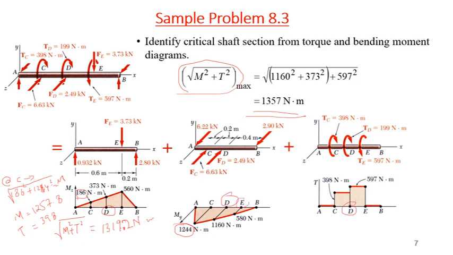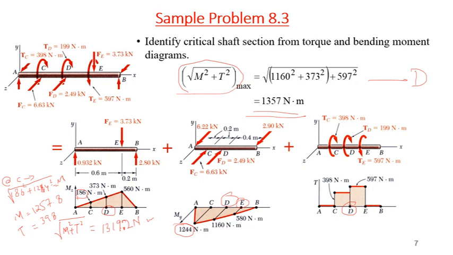You can also check at E. What will be the value at E? Please calculate the value at E, and you will find that the critical value of this M squared plus T squared is at location D. For C I have calculated, so you can try for E as well. Now this is my max value.